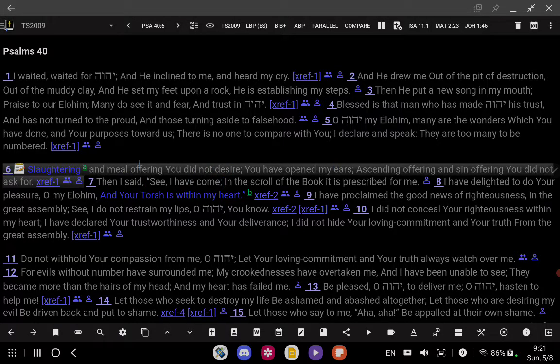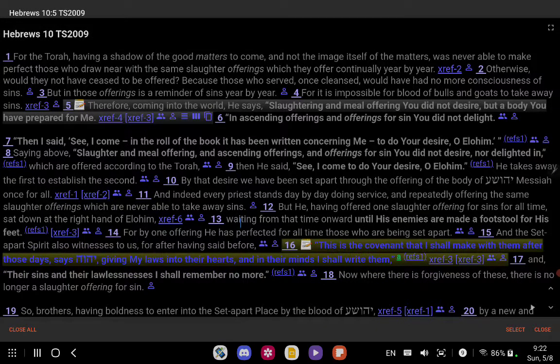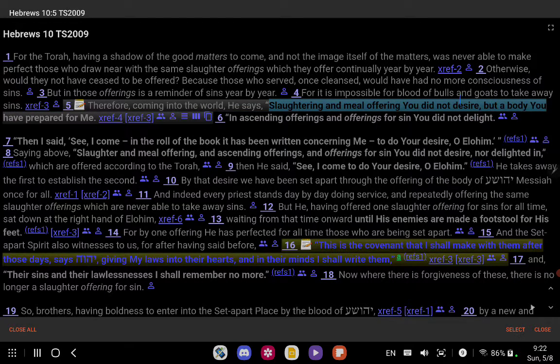And this is quoted many times in the New Testament. It says, go see what this means. Sacrifice and offering you did not desire. It's interesting. It says, you have opened my ears. Ascending offering and sin offering you did not ask for. So I'm going to click on Hebrews 10:5. And it says, therefore, coming into the world, he says, sacrifice and meal offering you did not desire, but a body you have prepared for me.